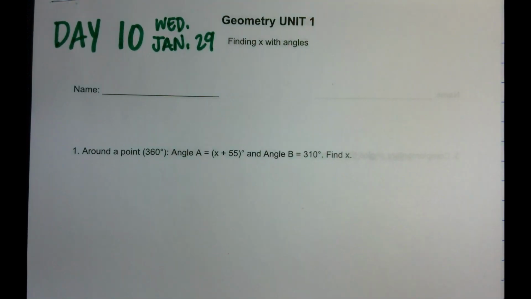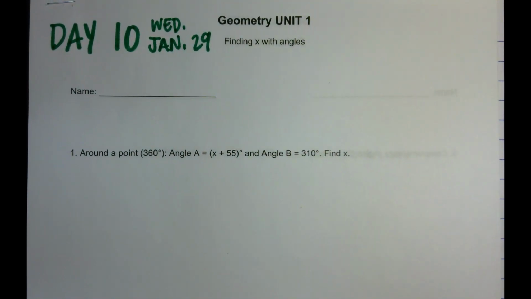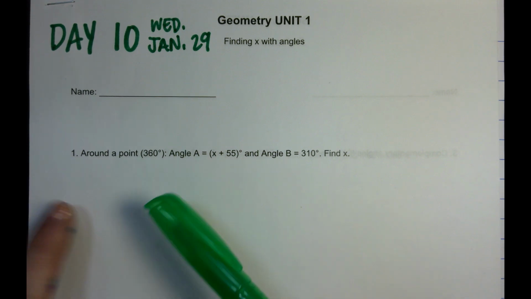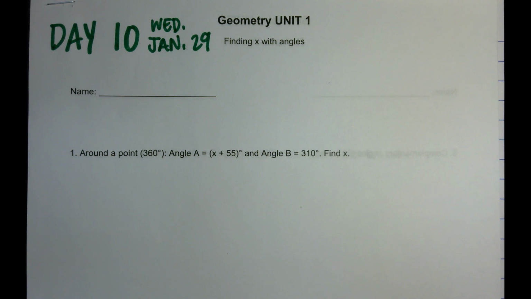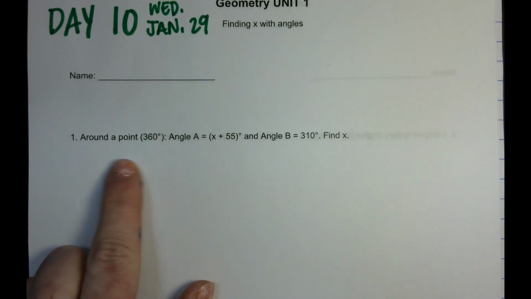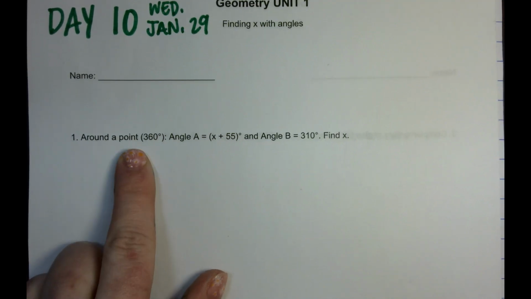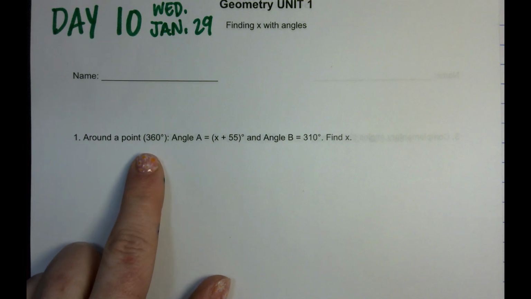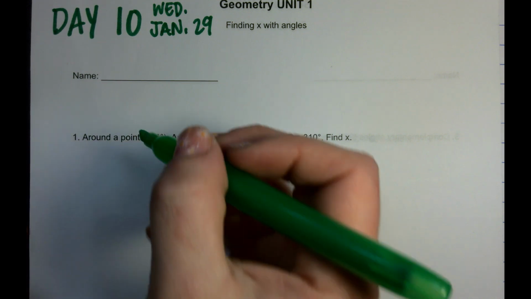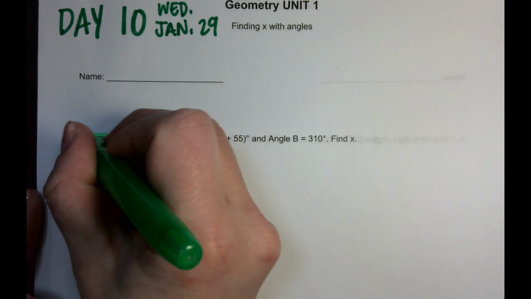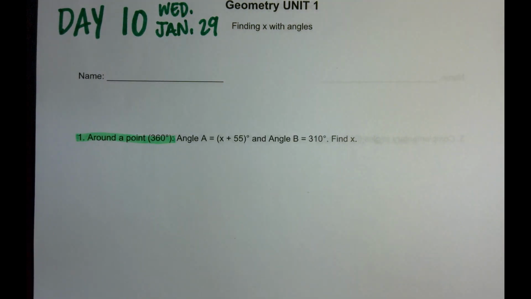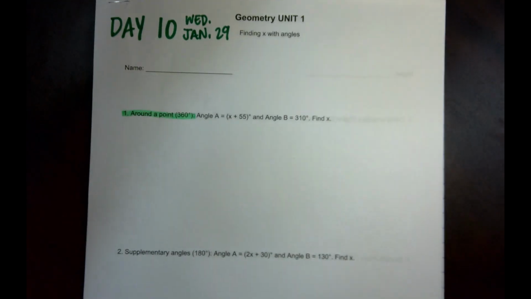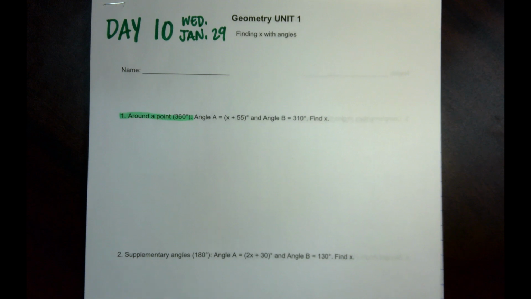to have us go through all these problems. And this is just for the sake of organization. I'm going to have us highlight all of the problems that are the same type of problem. So for number 1, we're talking about angles around a point. Angles that add up to 360 degrees. So I'm going to just highlight that in green. And I'm going to look through my worksheet packet and highlight all the other ones that say around a point.